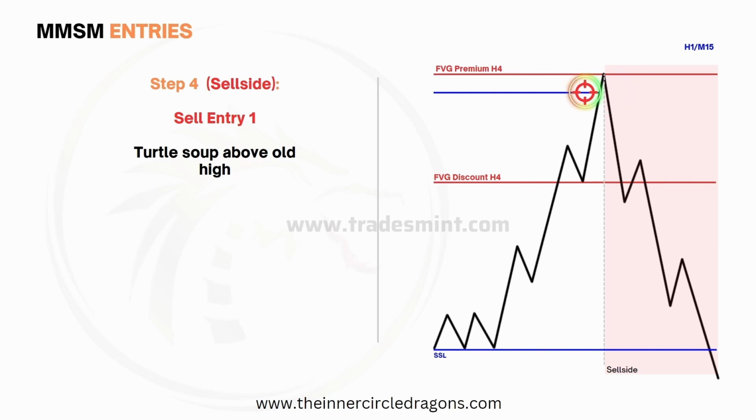Now, the concept of a turtle soup is just to enter a short position above an old high if we are going lower. As I've mentioned before, the highest probability turtle soups will happen when the algorithm is looking to kill two birds with one stone. In this case, it was looking to rebalance our 4-hour sell side imbalance. And if we have an old high with buy side liquidity resting above that high, which sits below the premium high of that 4-hour imbalance, this will be a very high probability turtle soup entry.